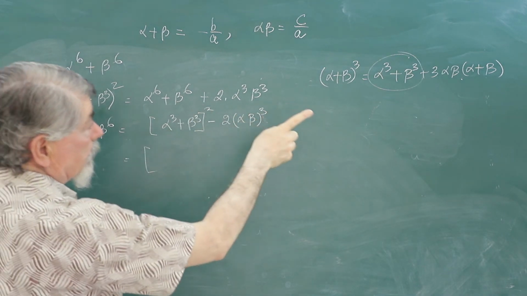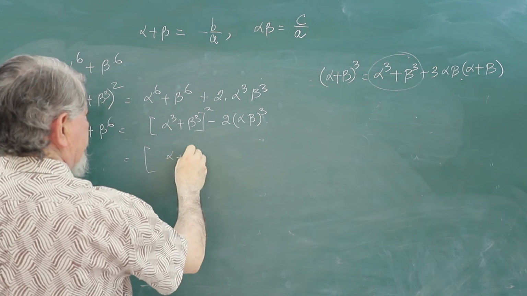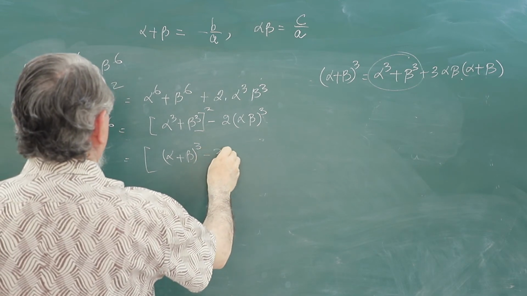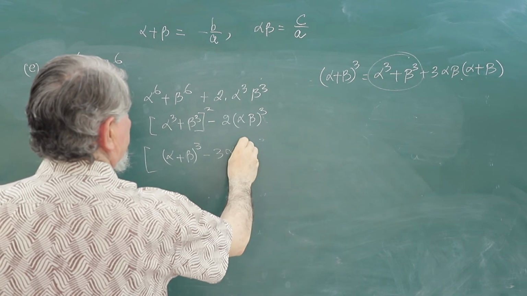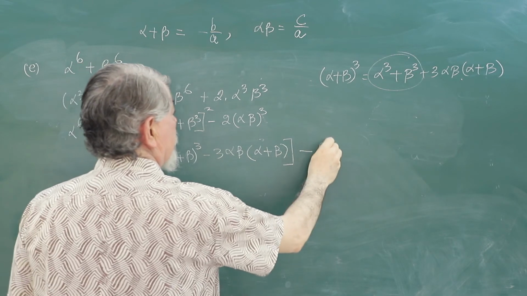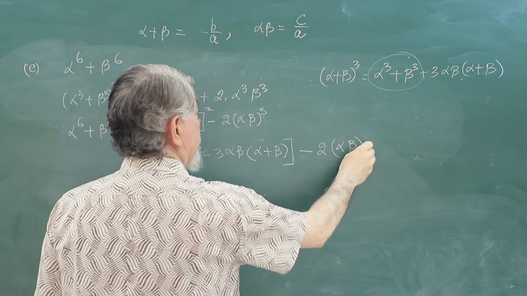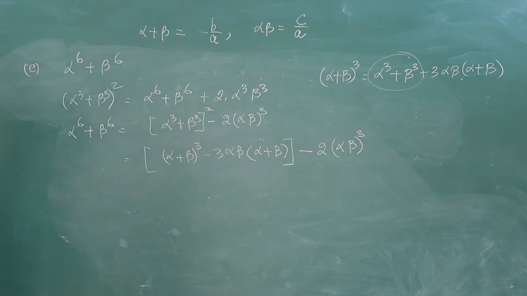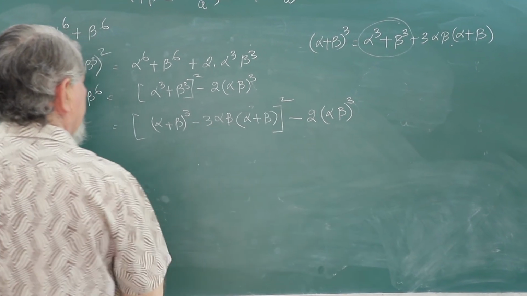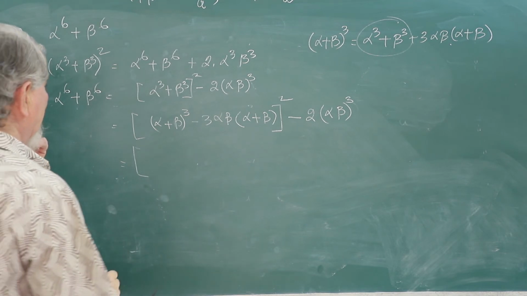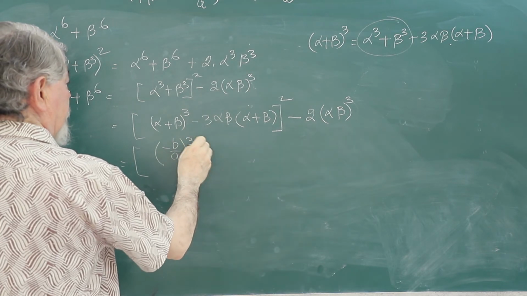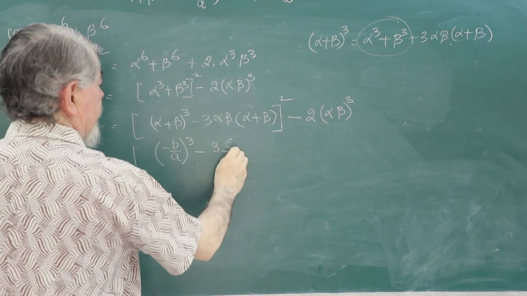This value will be (alpha plus beta) to the power 3 minus 3 alpha beta (alpha plus beta) minus 2 alpha beta, all to the power 3. Let us put the values of alpha plus beta everywhere. Wherever this is a cube, we should not make it a square. Alpha plus beta is minus b upon a, to the power 3. Minus 3 alpha beta is c upon a.